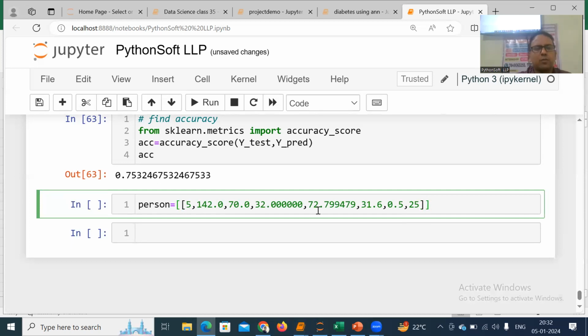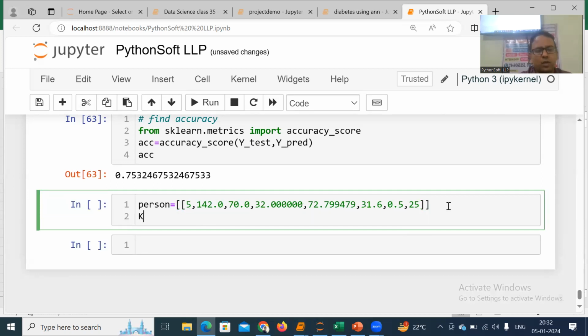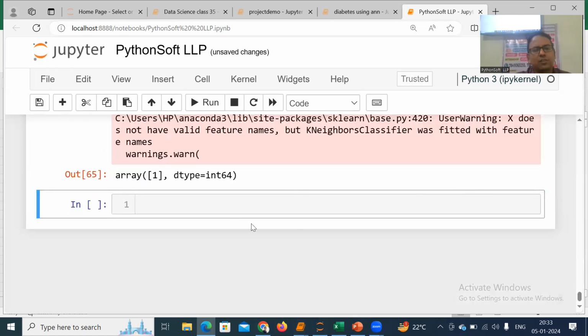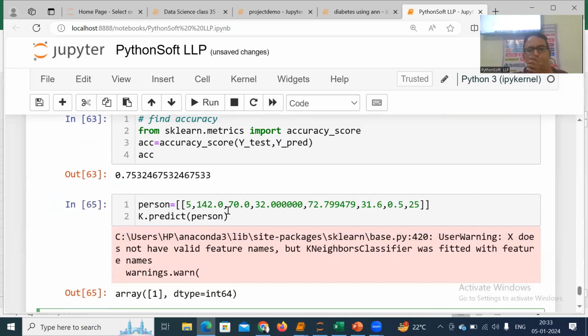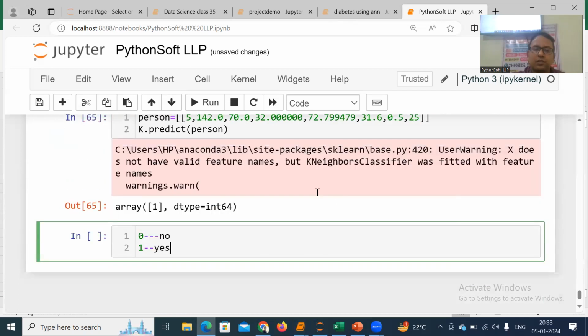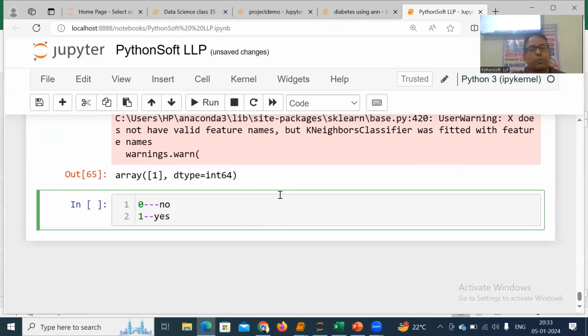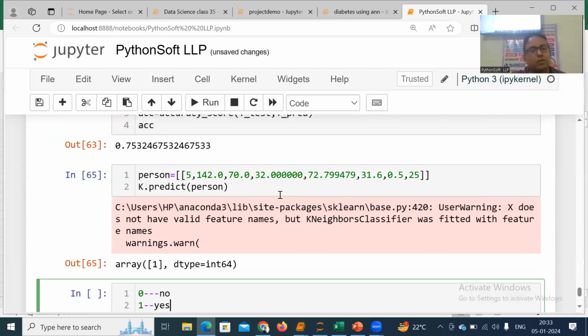This is the data of the person. Model, please tell me whether the person is going to suffer from diabetes or not. The answer is 1. 0 means no, 1 means yes. That means this person is going to suffer from diabetes. Our model is telling, yes, this person is going to suffer from diabetes. Okay.